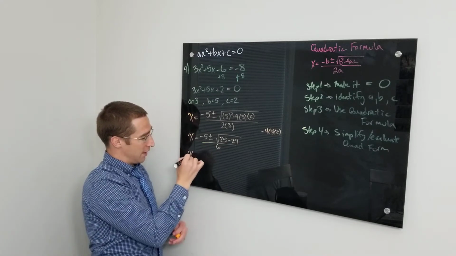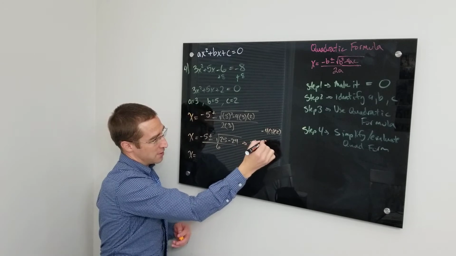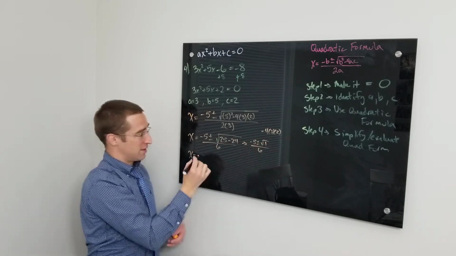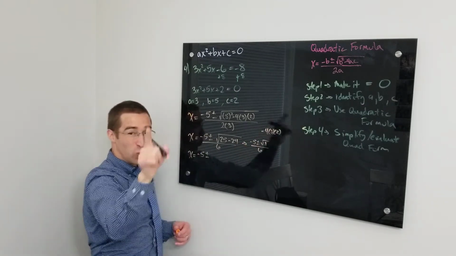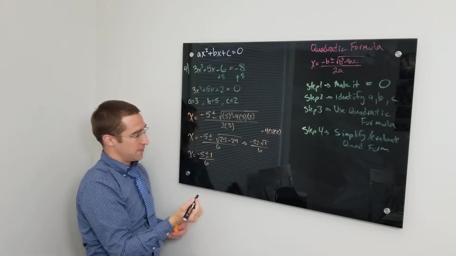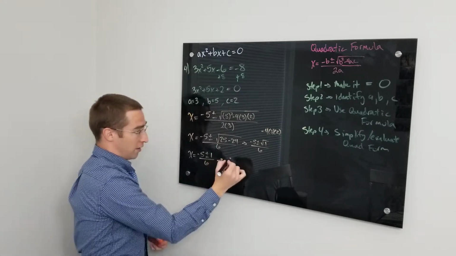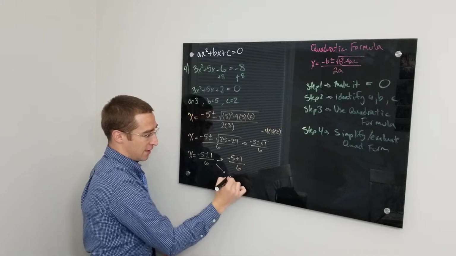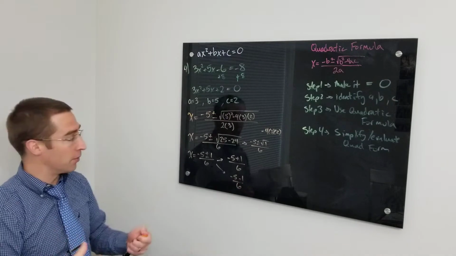Wonderful. So now x equals -5 plus or minus the square root of 25 minus 24, which is 1, over 6. So -5 plus or minus the square root of 1, which is just 1, because 1 times 1 is 1. So 1 over 6. And then we're going to break it into the two pieces. So we've got our -5 plus 1 divided by 6, and our -5 minus 1 divided by 6. We've got to be careful with our negatives here and how we're combining them.